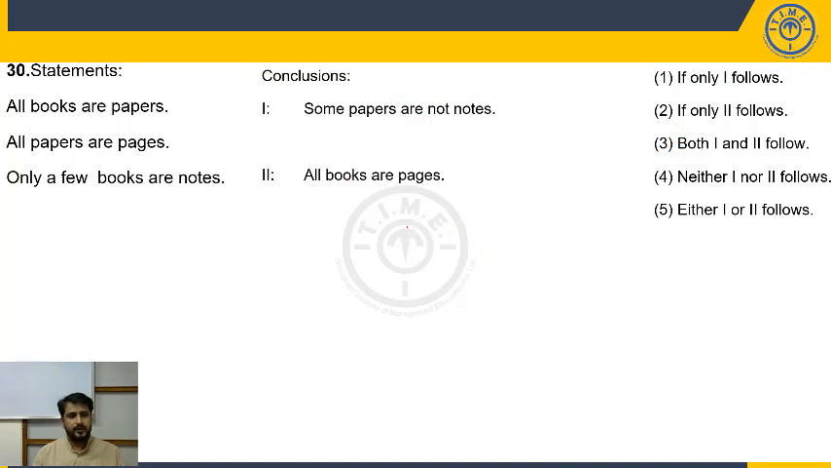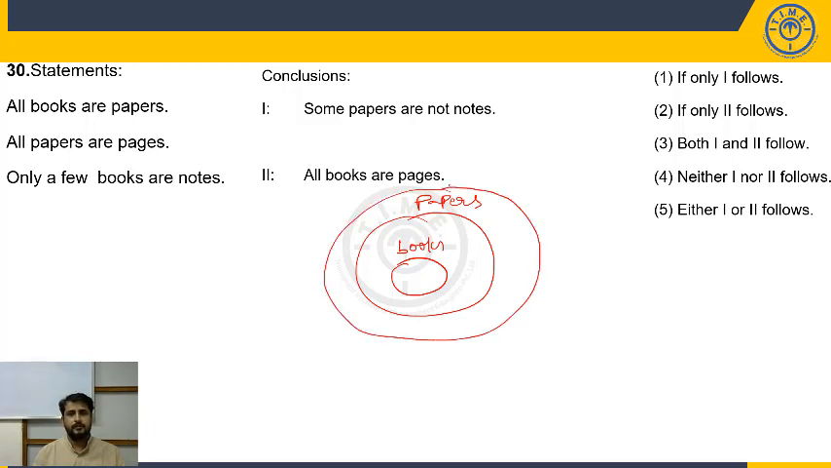Next, draw the basic diagram. All books are papers, so all books should be within the papers. All papers are pages, so all these papers should be within the pages. Only a few books are notes. So between books and notes, there should be only some part of the relation, not the complete part. It means complete books cannot be placed inside the notes. Definitely some part of the books should be outside the notes.